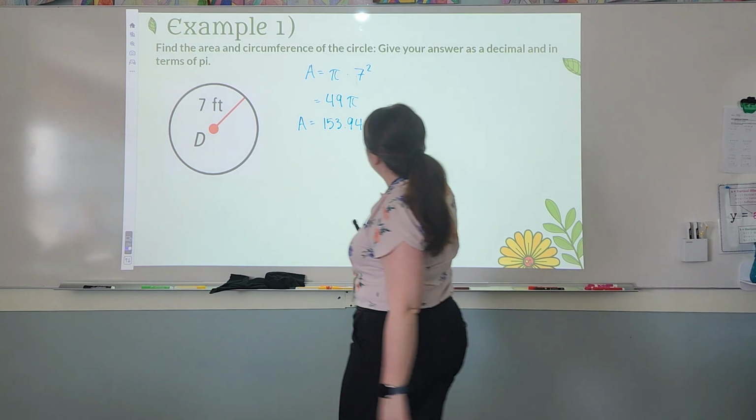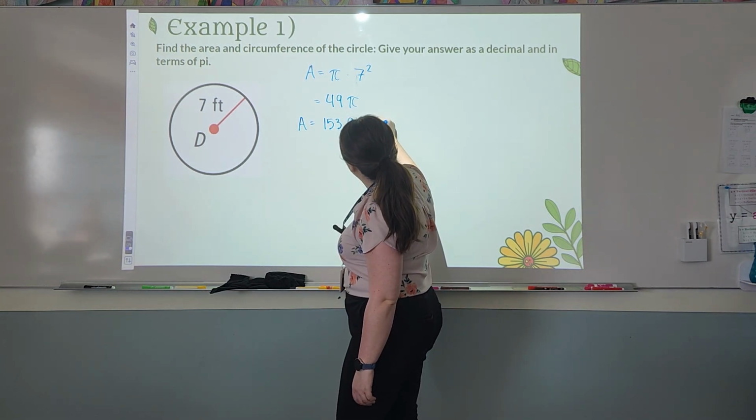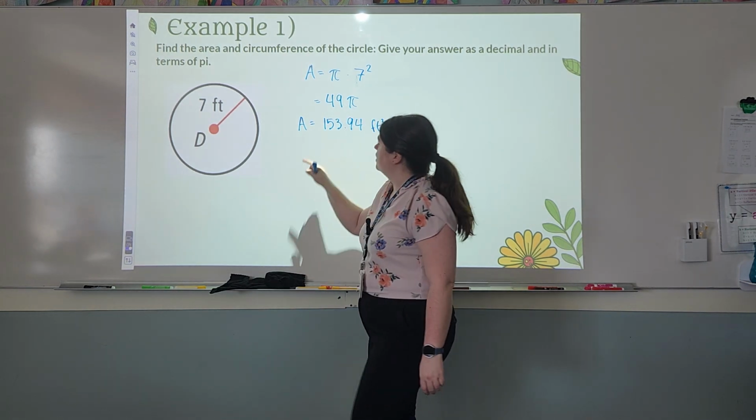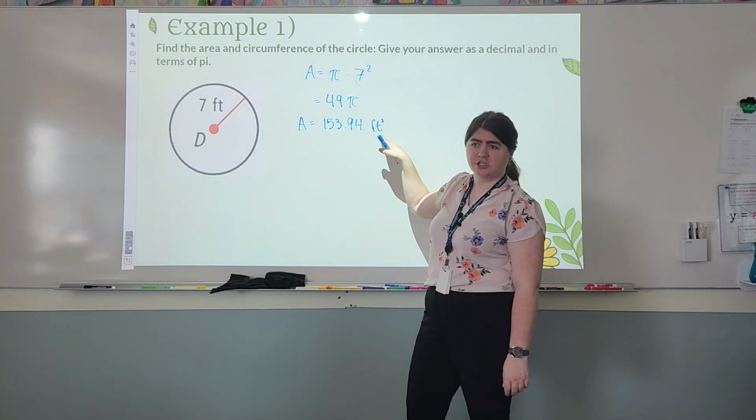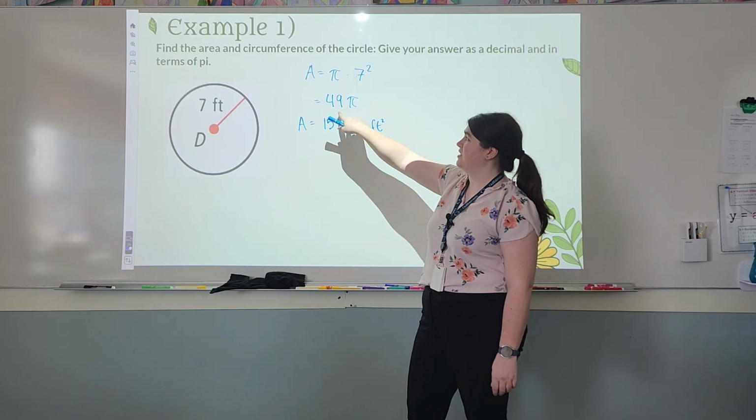And then area, our units for this one will be square feet. So this is your answer in terms of decimals. Your answer in terms of pi is this right here.